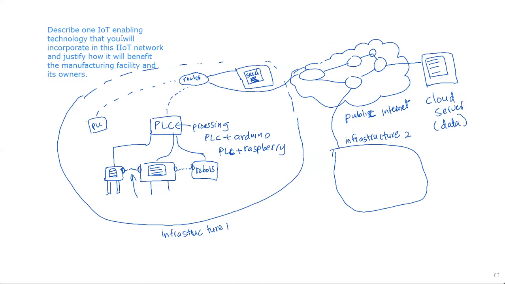So you need to describe an enabling technology that will enable the industrial IoT networks, and justify how it will benefit the manufacturing facility and its owners. So enabling technologies, IoT enabling technologies. We talked about mainly 5 technologies. So you can mention one of those technologies and mention how that technology will benefit the industrial IoT network.